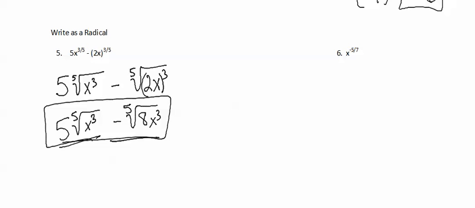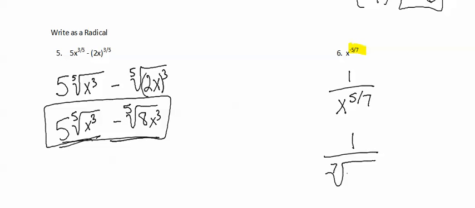In example 6, we have x to the negative 5/7. And what you just need to make sure you remember when you're doing these is negative exponents. Remember, those get moved down to the denominator, so 1 over x to the 5/7. And then I create it as the radical: 1 over the 7th root of x to the 5th.